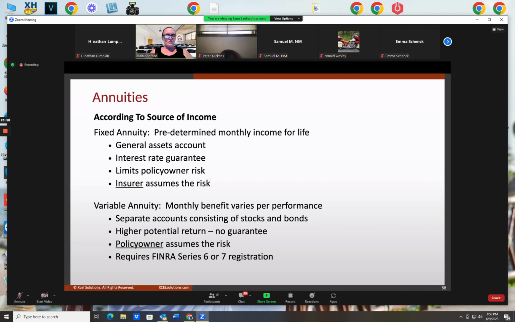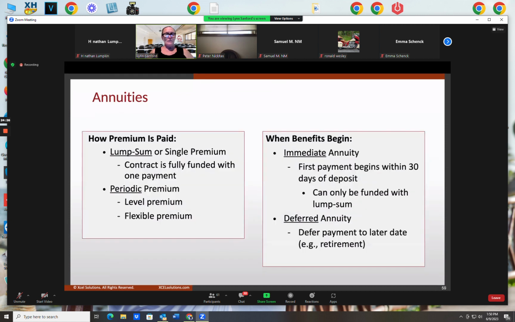The policy owner assumes all the risk, and it is required that you have a Series 6 or Series 7 license issued to you by FINRA, Financial Industry Regulatory Authority. That's when you become a registered representative, because you now have a Series 6 or Series 7 federal license issued to you. Gotta have a Series 6 or Series 7 to sell anything with the word variable in it. So here we're talking about variable annuity. You also have to have Series 6 or Series 7 before you can sell variable annuity.